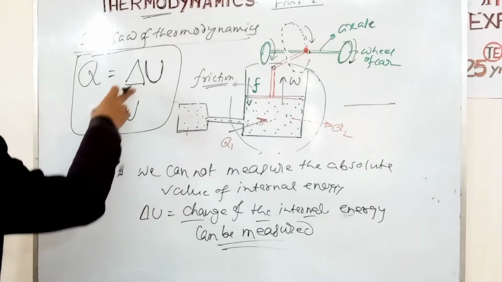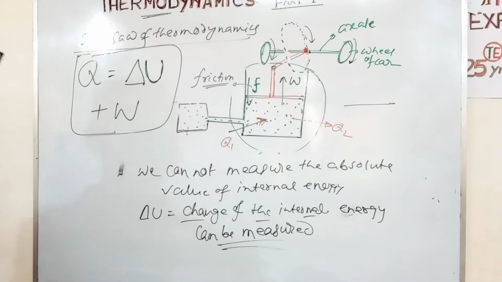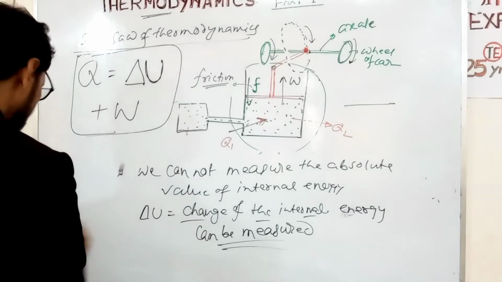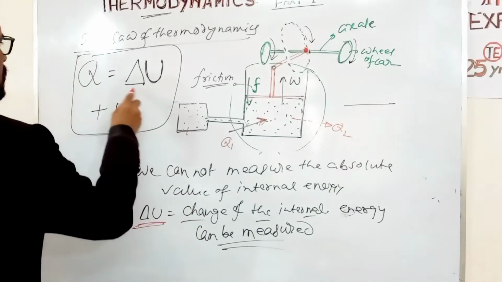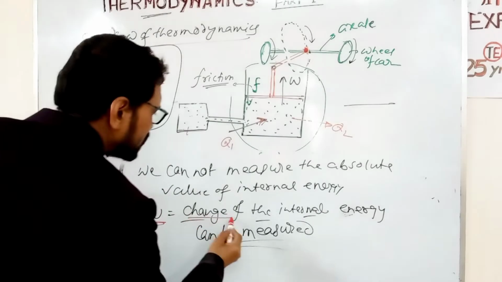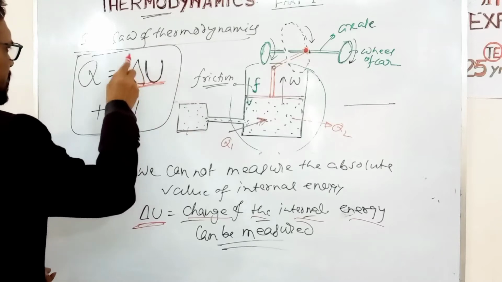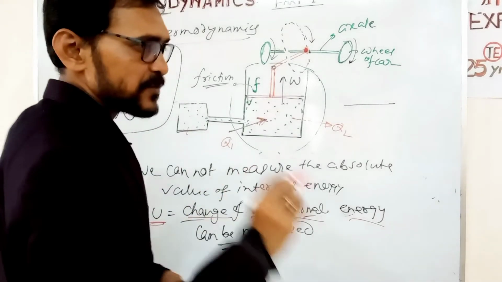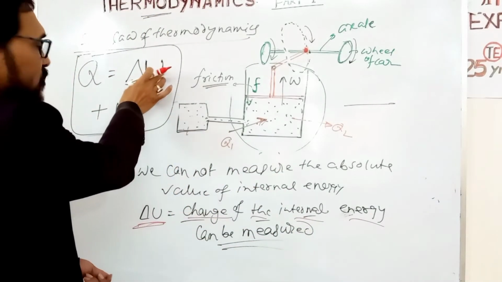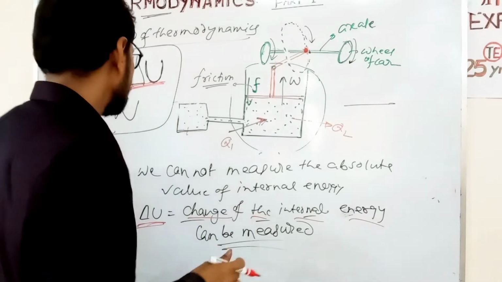Del U. So here we always write del U, change of internal energy. Change of the internal energy can be measured. So here we always write del U, not U, not the absolute value. Always write the change of internal energy.